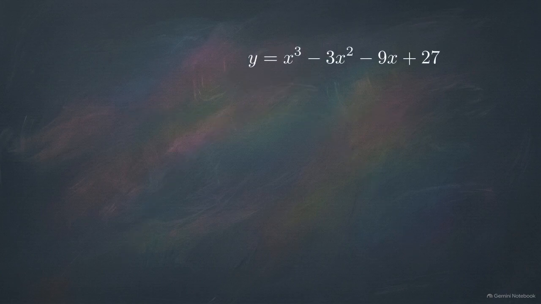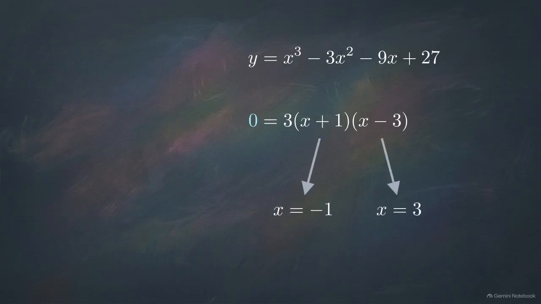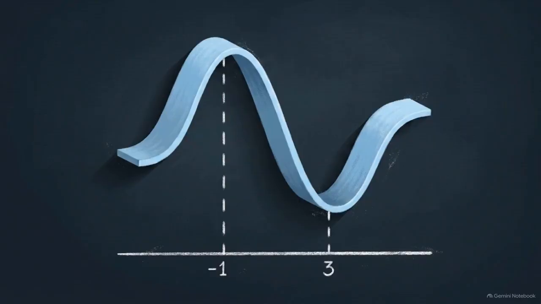Let's break down this equation on screen. First, we take the derivative, giving us 3x squared minus 6x minus 9. Next, we set it to 0. By factoring out the 3, we get x plus 1 times x minus 3 equals 0. This gives us our solutions, x equals -1 and x equals 3. These 2 x values tell us the exact horizontal coordinates where our original curve might change direction.